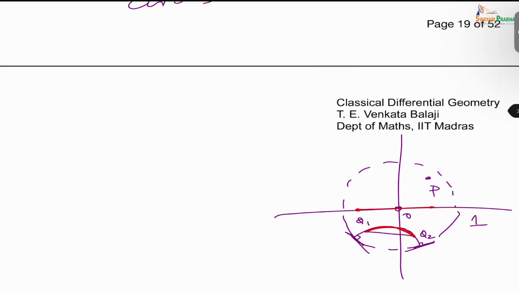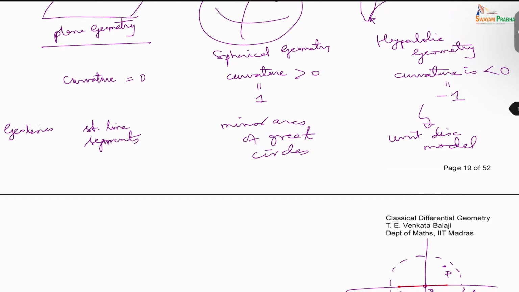But apart from the diameters, if you take any other points, then the geodesic is going to be curved. And the curved distance is less than the straight distance. That's how the hyperbolic metric behaves. So it's very curious. So these are 3 aspects in which these 3 geometries differ.